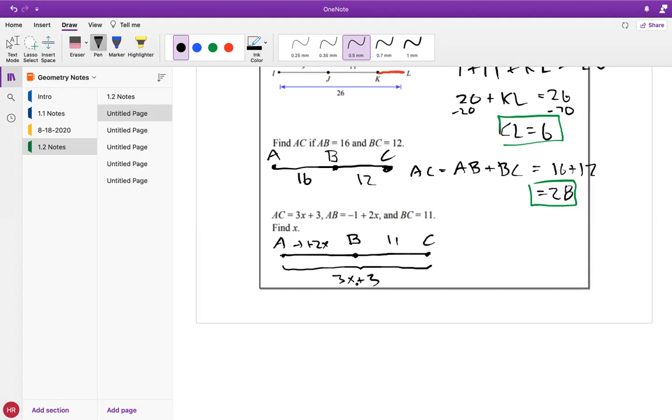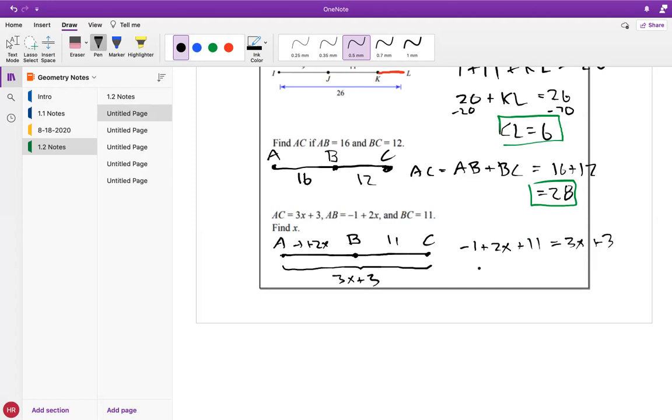So use the segment addition postulate and just add these two. Whatever it is from here to here plus from here to here must equal the whole thing. So from A to B, I would say -1 plus 2x. B to C is 11. That's got to equal 3x plus 3.